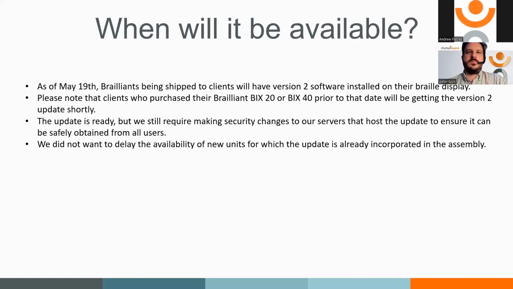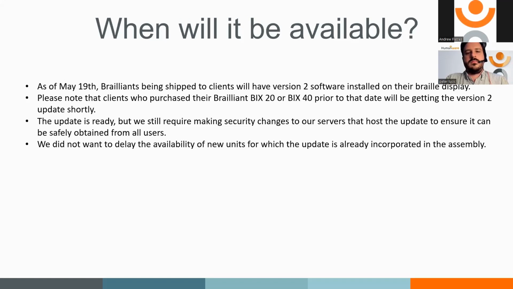I think the big question is when will this version be available, right? As of May the 19th, there are some Brailliants that have been shipped to clients. So I want to make sure that we're very transparent here, that there are some units that are being shipped with version 2 software installed in their Braille display. So if you have only just received your Braille display, more than likely version 2 will be on there. For those that already have a Brailliant 20 or Brailliant 40 prior to that May the 19th, the version 2 update will be coming shortly.